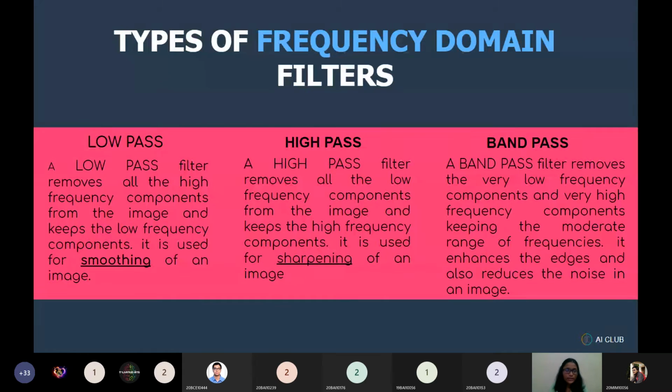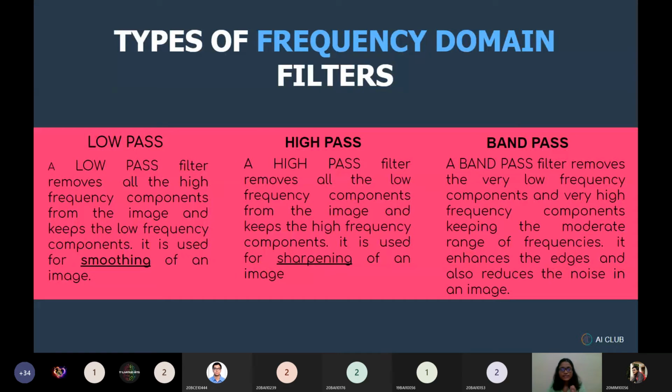That moderate or middle range of frequencies that you have comes under the term band pass frequency domain filters. Okay, so talking about the application, low pass is going to smoothen things, high pass is going to sharpen your image, and band pass is going to smoothen as well as sharpen. Because low pass deals with the low frequency component, it will just smoothen the image, it will make the image more blur. Your high pass deals with sharpening of the image, meaning it's going to detect the edges.